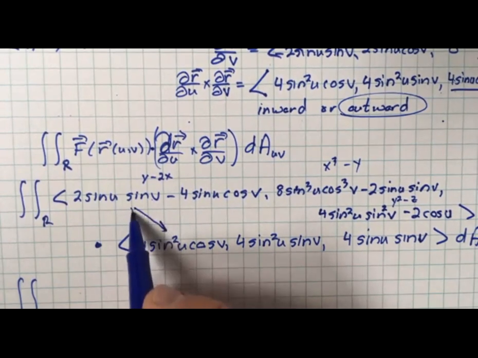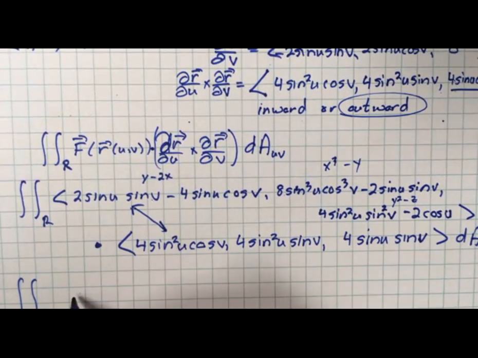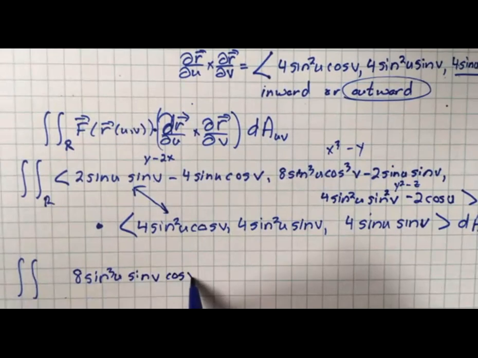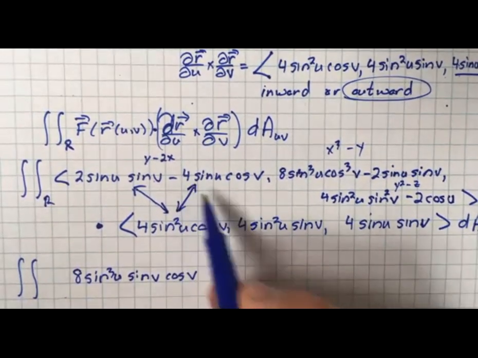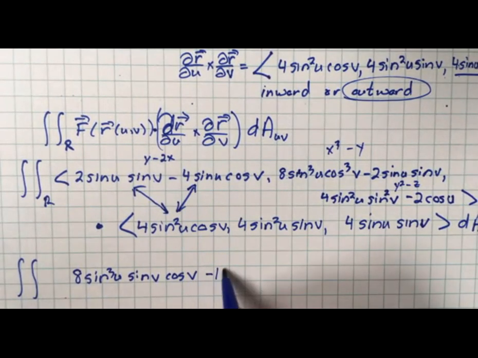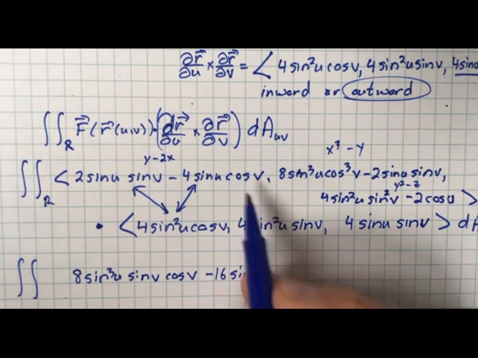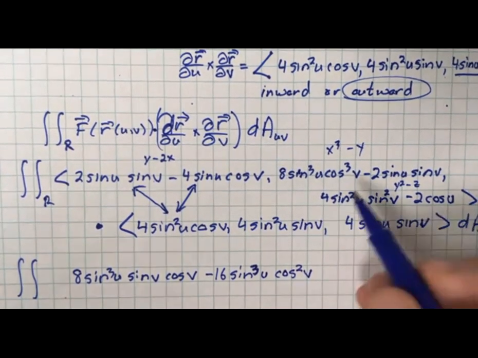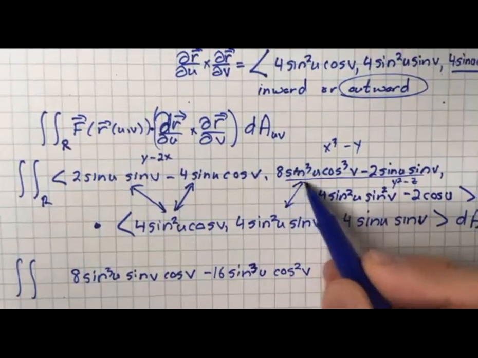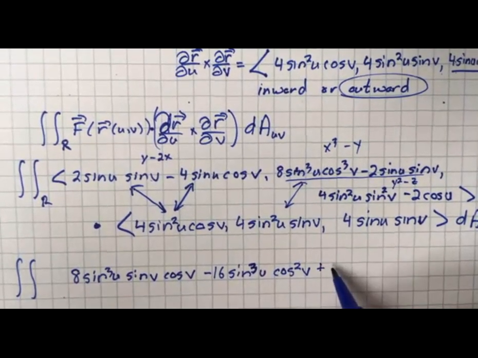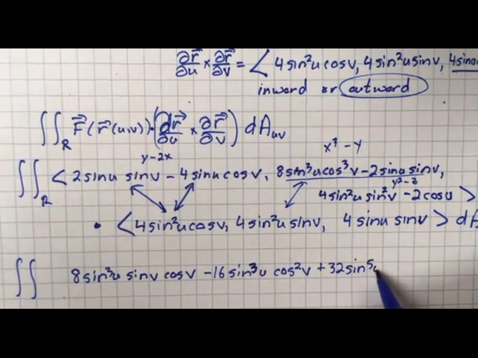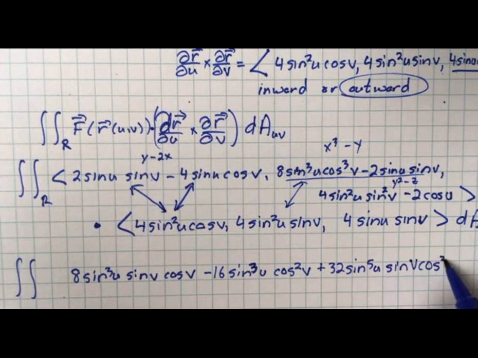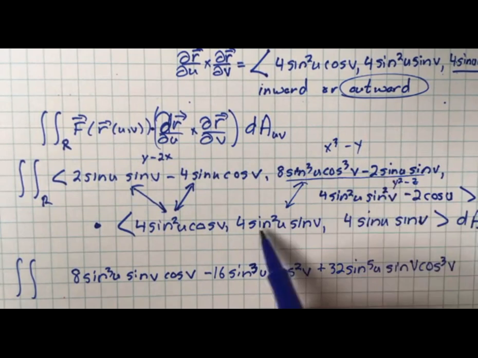So when I multiply the first slots together, I'll get 8 sine cubed u sine v cosine v. But don't forget, I also have this times that, which is 16 negative sine cubed u cosine squared v. Okay, good. And now we'll do this slot times that, which is also two pieces times this. So this is plus 32 sine fifth u sine v cos cubed v, and this is minus 8 sine cubed u sine squared v.